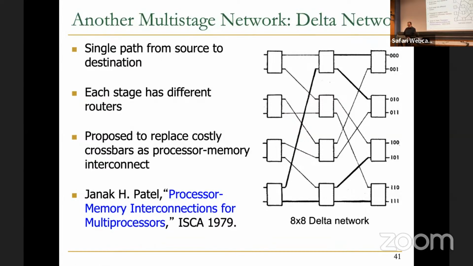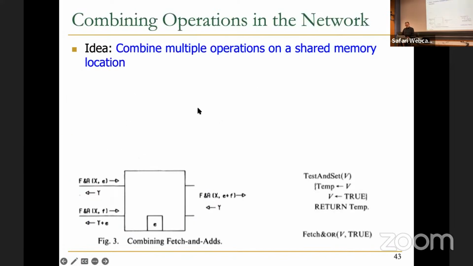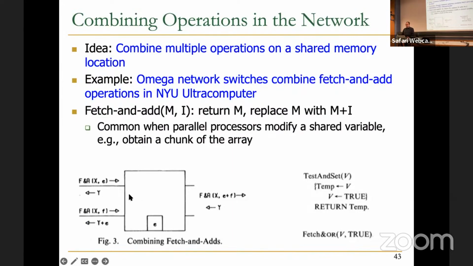This is also another example of a multi-stage network. I'm going to just show some examples, and then we can maybe take some break. So this is a delta network: a single path from source to destination, and each stage has different routers. This was proposed to replace costly crossbars as processor-memory interconnect. You can see the description of the delta network in this paper. This is also another one, Omega, that we already saw, which is actually used in the NYU Ultracomputer. A very interesting thing about this network is that they use this idea of doing computation in the network.